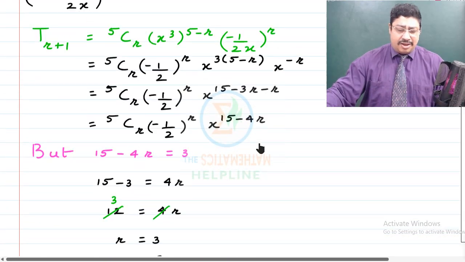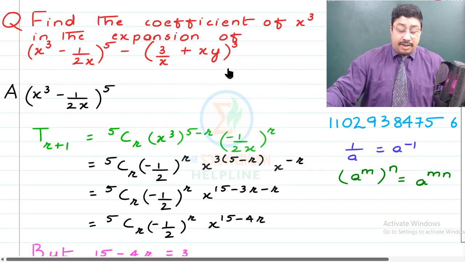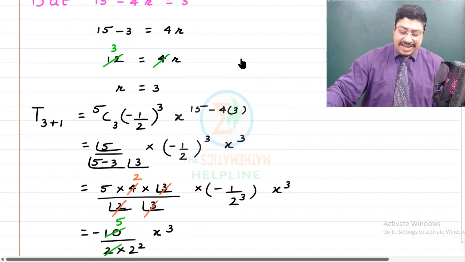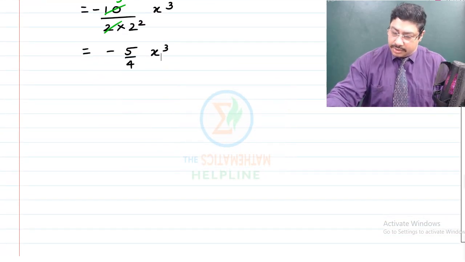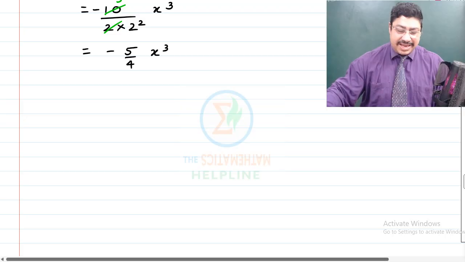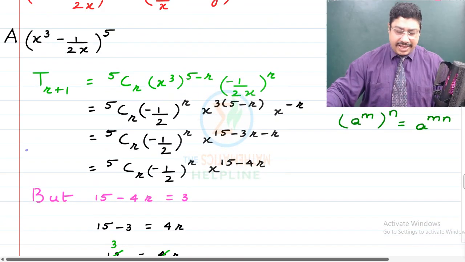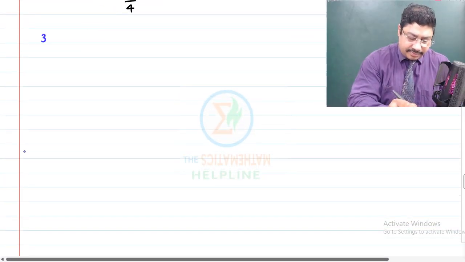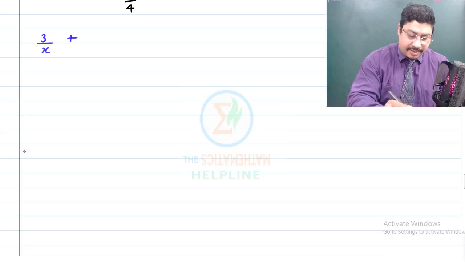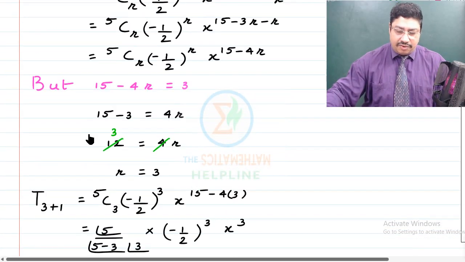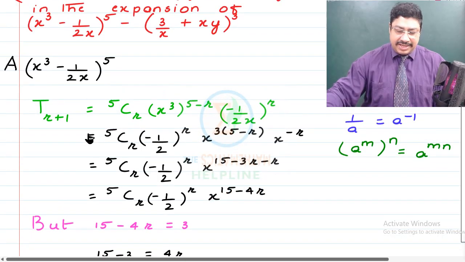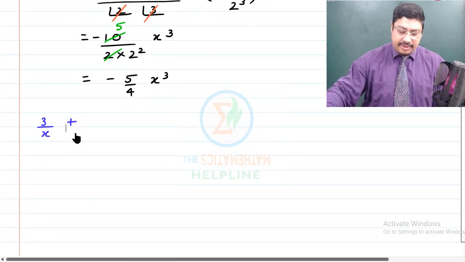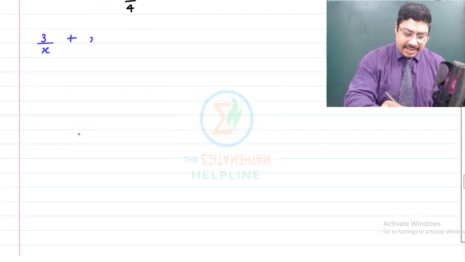Now for the children, next, we come over to the second binomial. That's (3 upon x plus xy) raised to the power 3, and try and understand this. So we have here, for the second binomial, 3 upon x plus xy, which is whole raised to the power 3.